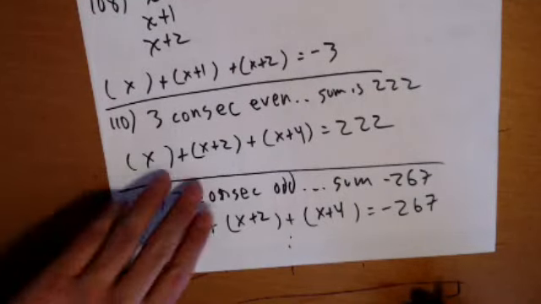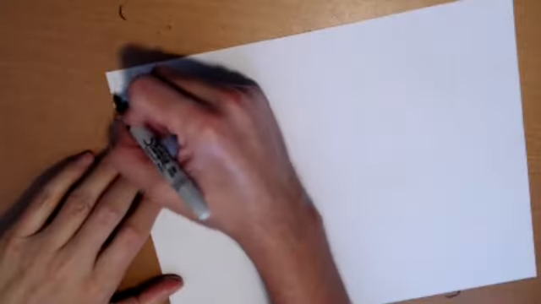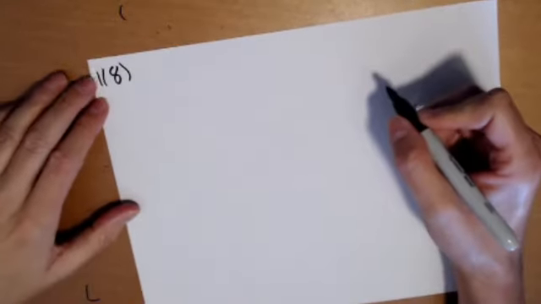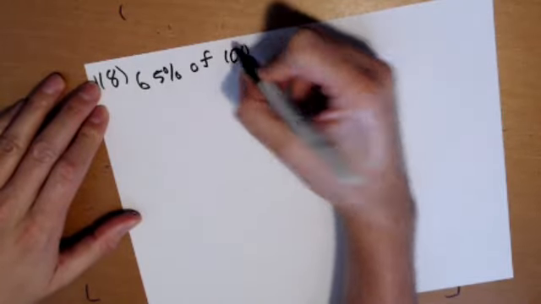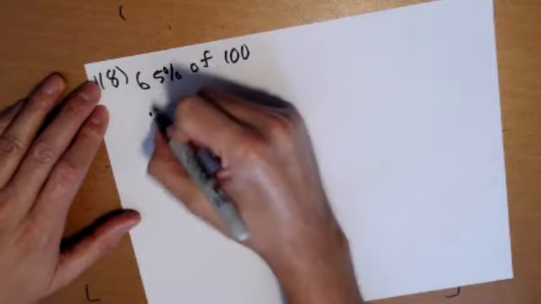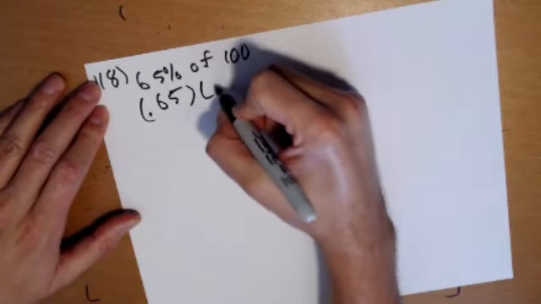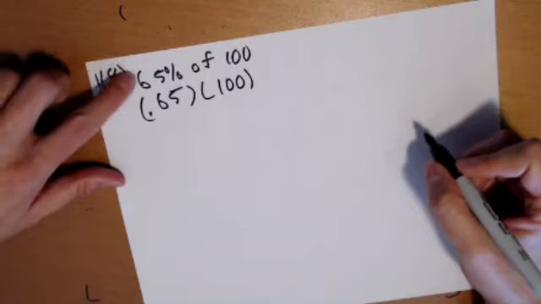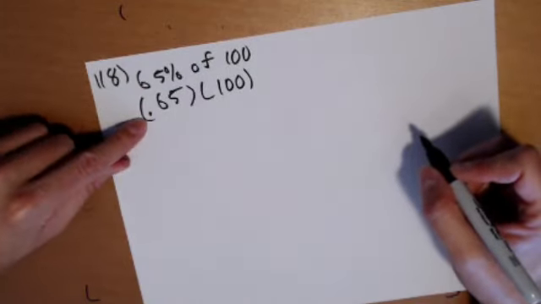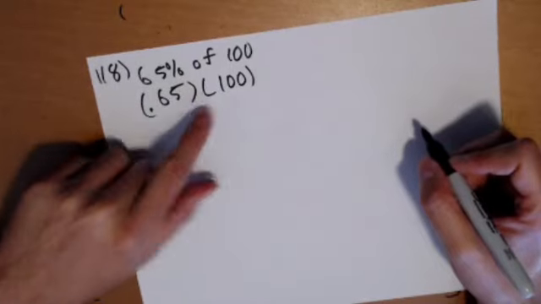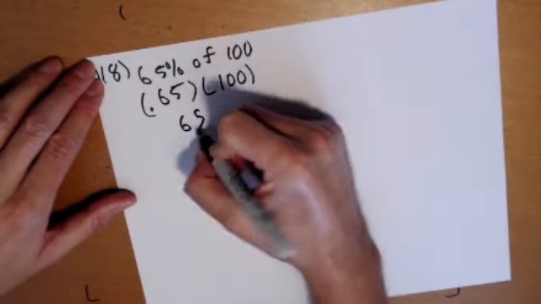Okay, percent problems. 118. What number is 65% of 100? So 65% of 100 just means multiply. So 0.65 times 100. Are you cool with how I turned 65% into a decimal? 65%, 0.65. What is 65% of 100? 0.65 times 100. Throw that in your calculator, you get 65.